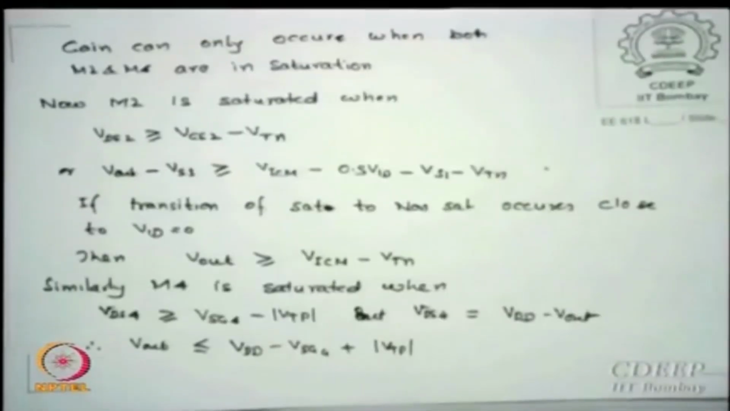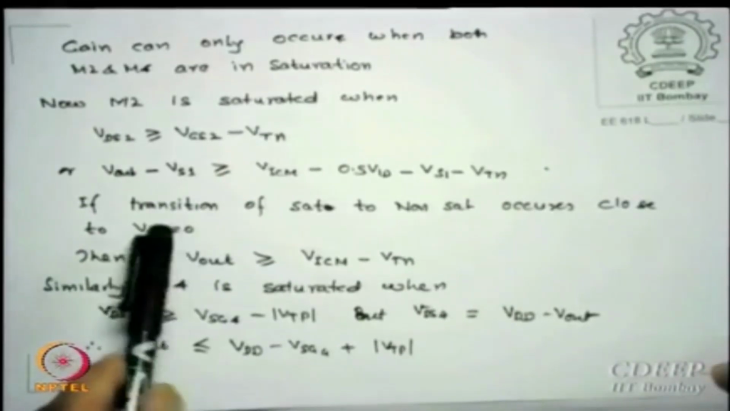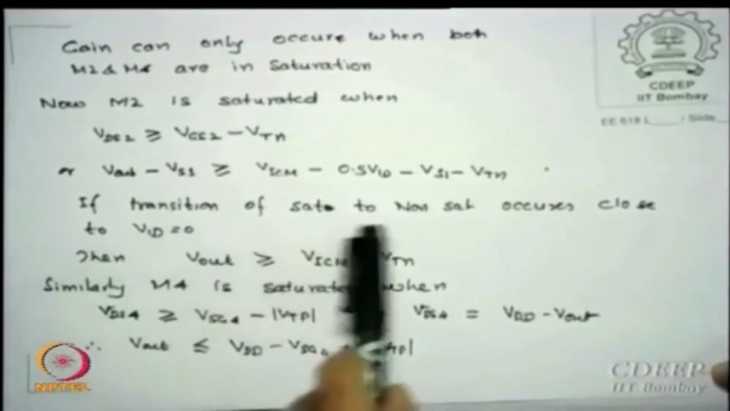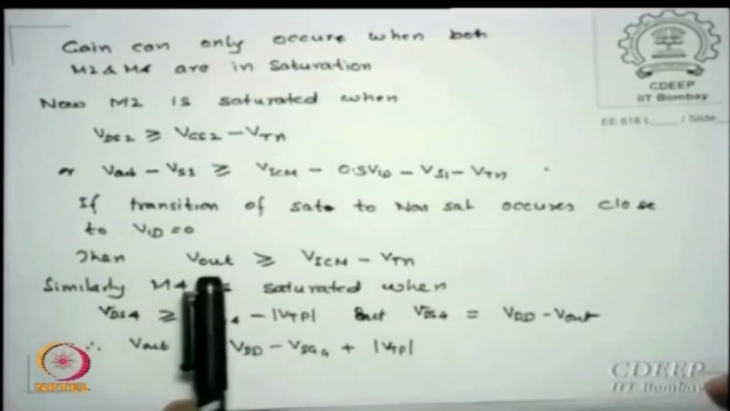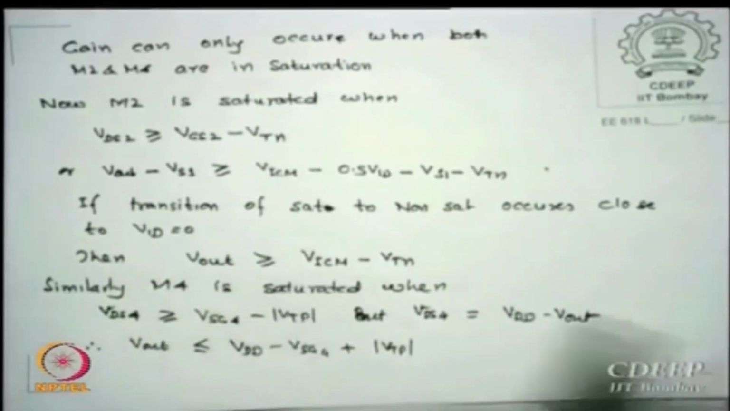I always try to explain why people say something in the books or otherwise; there is nothing very great I am telling. So I wrote that if the transition from sat to non-sat occurs very close to the 0 VID value, then we can neglect this term anyway. So essentially what we are saying is that V out should be greater than VICM minus VTN.